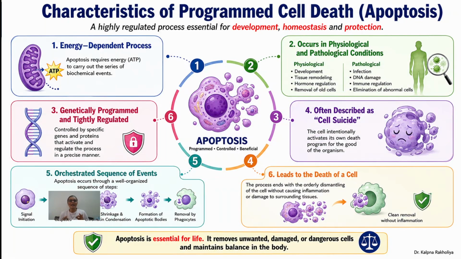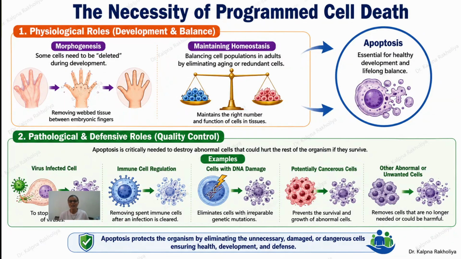So these are the characteristics of programmed cell death. It is a highly regulated process, essential for development, homeostasis, and protection. Let's discuss one by one. It is an energy dependent process. It requires ATP, and it occurs in physiological and pathological conditions. It is genetically programmed and tightly regulated. Often this process is also called cell suicide. It occurs genetically and biochemically in a very sequential manner, and it leads to the death of cells. So these are the characteristics of apoptosis.